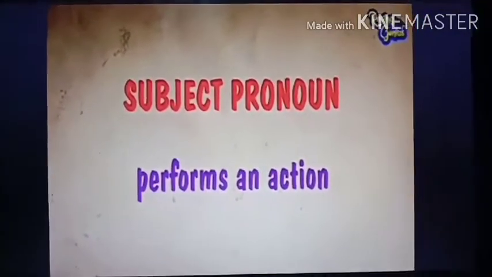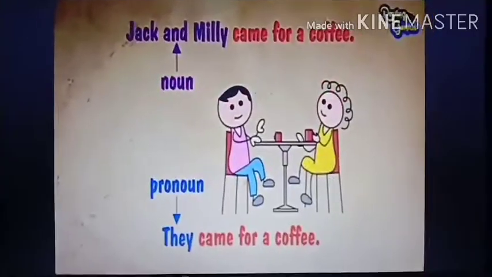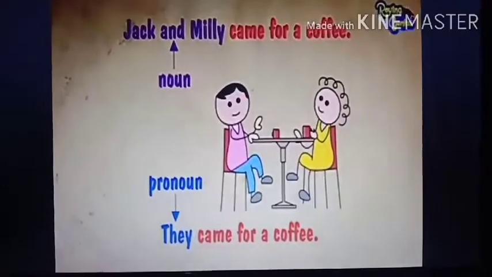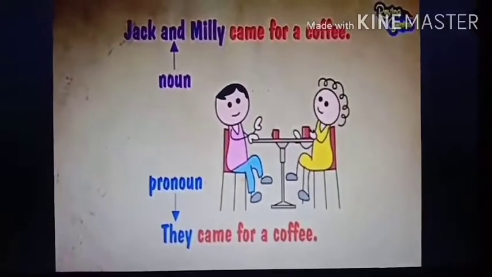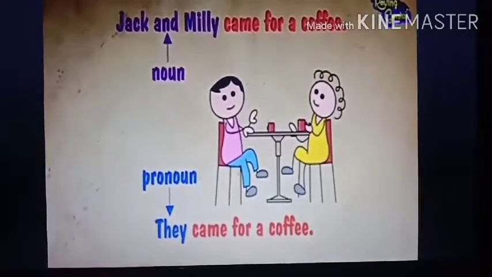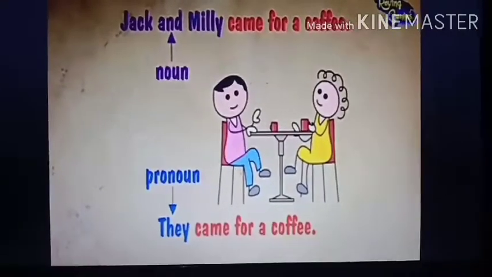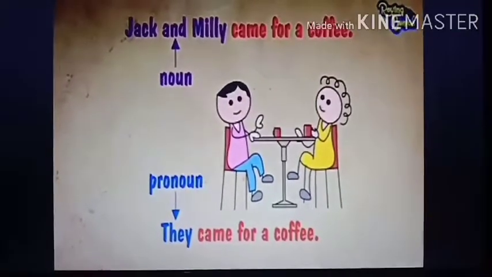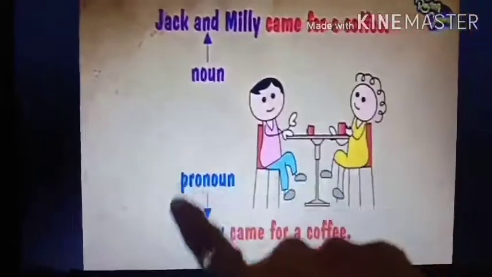Now see, I will just give you some examples and you will understand. Now you see this slide. Jack and Millie came for a coffee. Now you all know. You have already learned nouns, common nouns, proper nouns. Now you know that Jack and Millie, they are called nouns. Jack and Millie, they are people. They are names of people, so they are nouns. Now, in place of Jack and Millie, which pronoun will we use? We will use they. Why will we use they? Because they are plural. They are two persons. So we will use they.